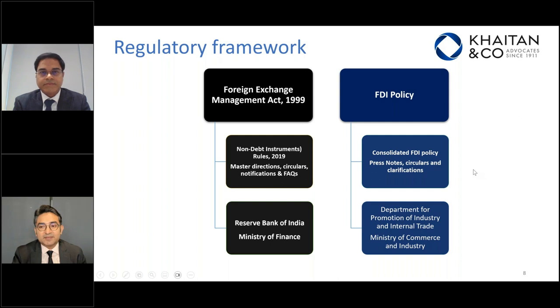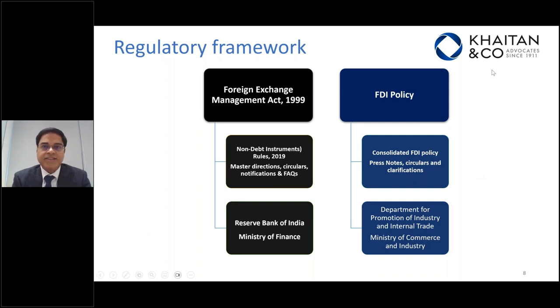Thank you, Prasenjit, for your kind introduction and setting the stage for this presentation. Today, I will deal with the regulatory framework with respect to how a foreign investor can invest in India, as well as the key aspects of such investment in relation to the nature of the transaction. Depending on the nature of the transaction, whether there is any approval requirement, whether there is any specific reporting requirement, all of that I will cover in this presentation.